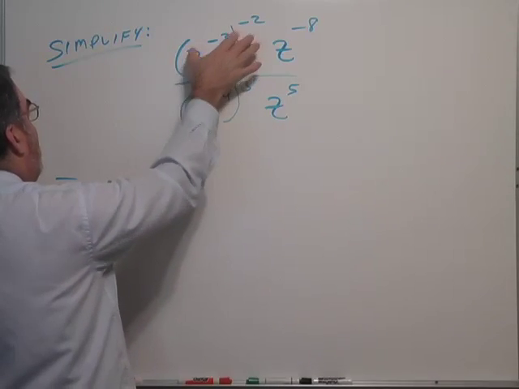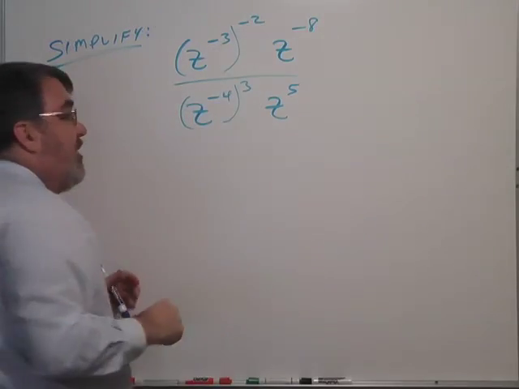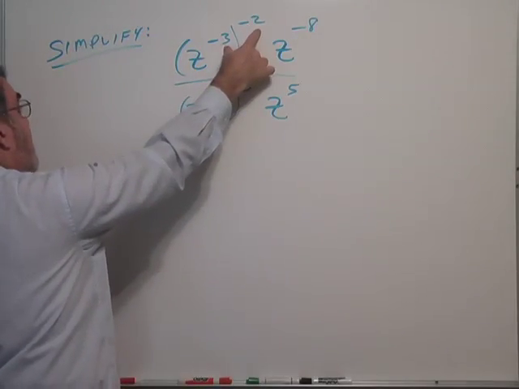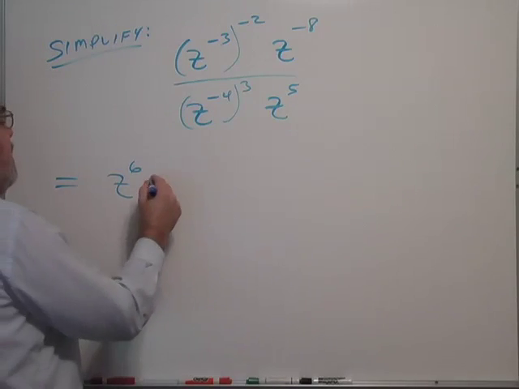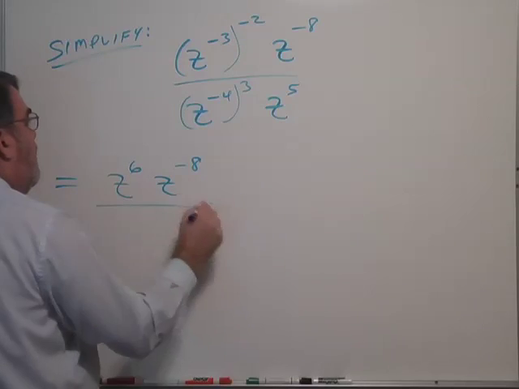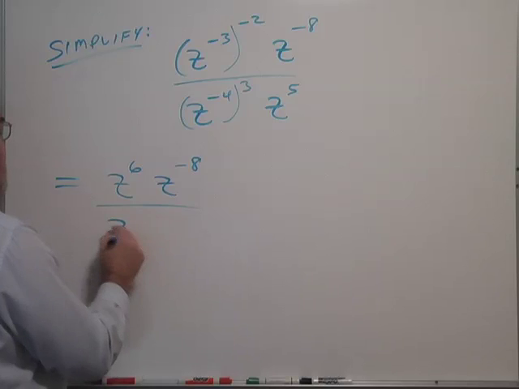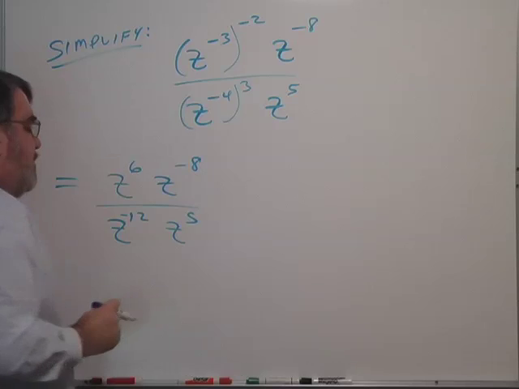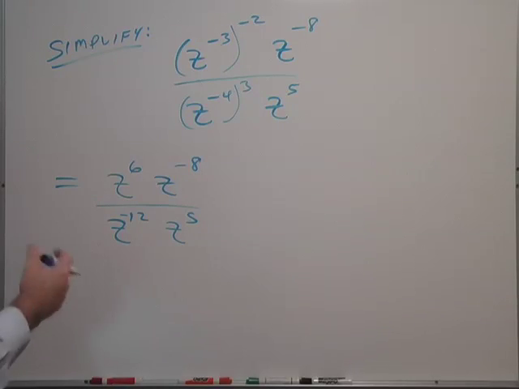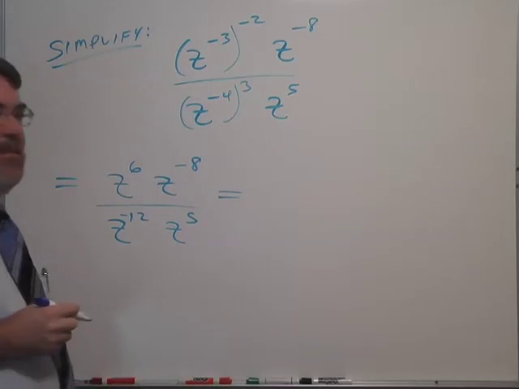So z to the minus 3, when I raise it to the minus 2, when I remove the parentheses, the power rule says we need to multiply exponents. So that's going to give us a positive 6. So I have z to the positive 6 times z to the minus 8 over, same story, multiply exponents, z to the negative 12 times z to the fifth. Okay, it's looking a little better already. I think I'm just going to go ahead and multiply across and let the chips fall where they may.